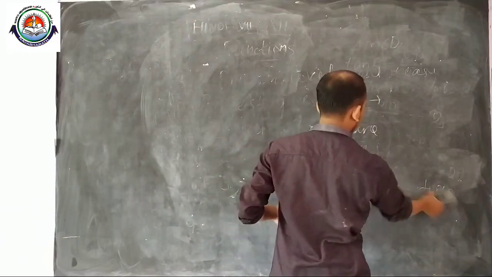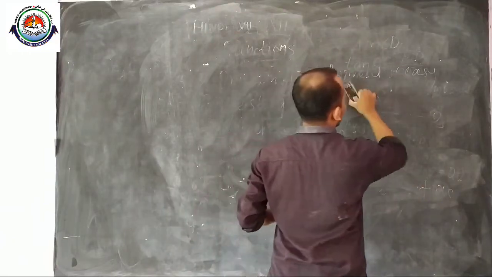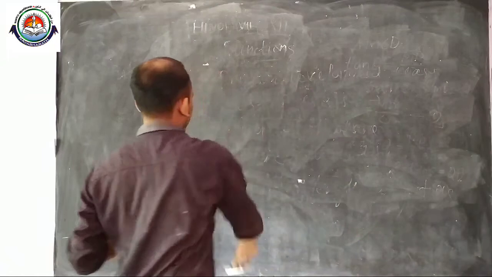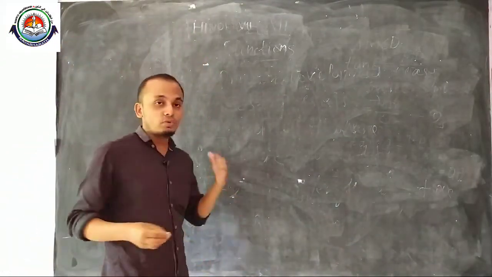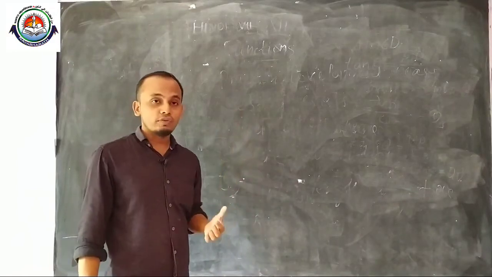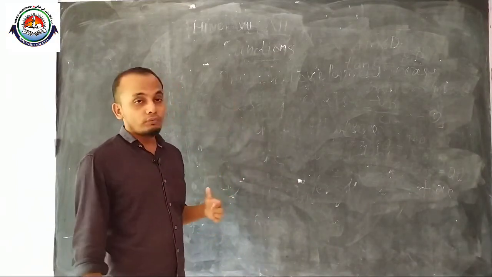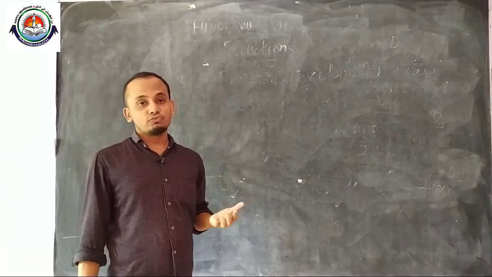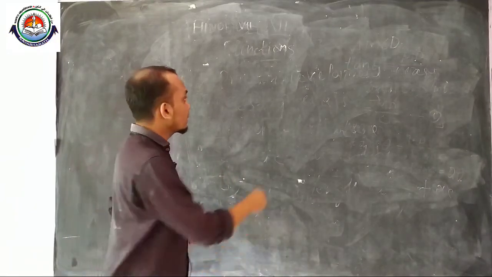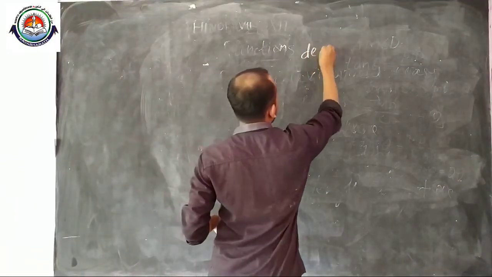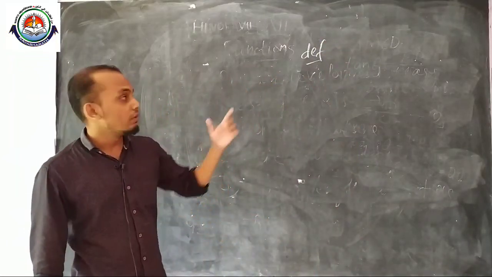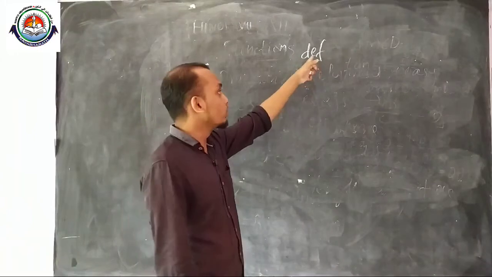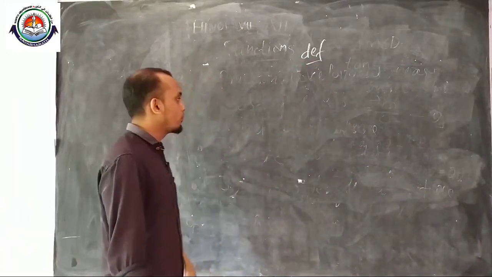Another topic. We already discussed what a function is and what the advantages of functions are. Now we can discuss how to declare a function. To define a function, we use the keyword def, short for definition. You can use this keyword def.